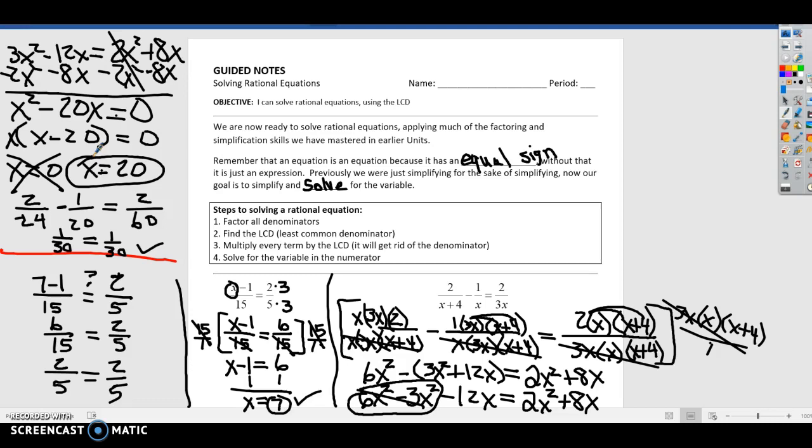So for this problem here, x equals 20 is your solution. Okay, here x was equal to 7. And we checked both of those and they worked. All right, I hope this is helpful.